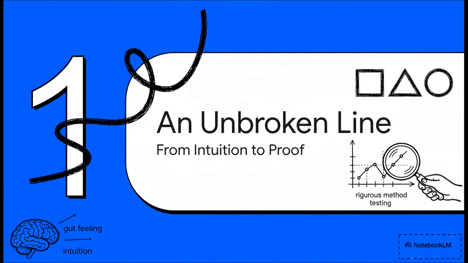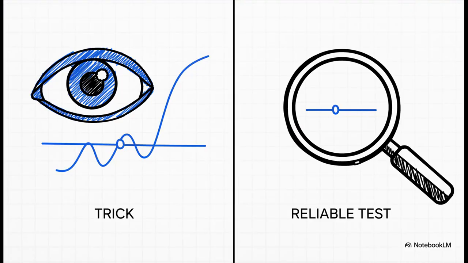Okay, so let's get into the first part of our investigation. We're going to go from just having a gut feeling about what an unbroken line is to having a hardcore, rigorous method for putting any line to the test. Our eyes can totally be tricked, especially when you get into really complex graphs. To be a good detective, you can't just rely on what you see. We need a system, a reliable test that's going to work every single time for every single point we want to investigate. So here it is.